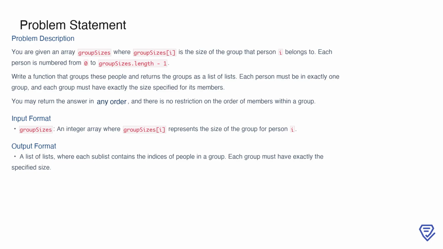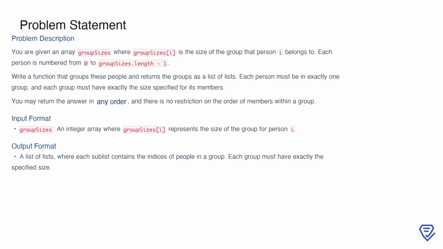Each person is represented by an index in the array groupSizes, and the value at groupSizes[i] tells us the size of the group that person i belongs to. For example, if groupSizes[i] is 3, that means person i belongs to a group of exactly 3 people. Our goal is to create and return a list of lists, where each sublist contains the indices of people in a single group, and each group has the exact size specified for its members.